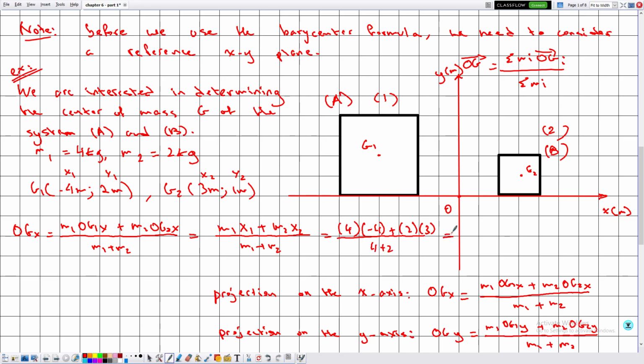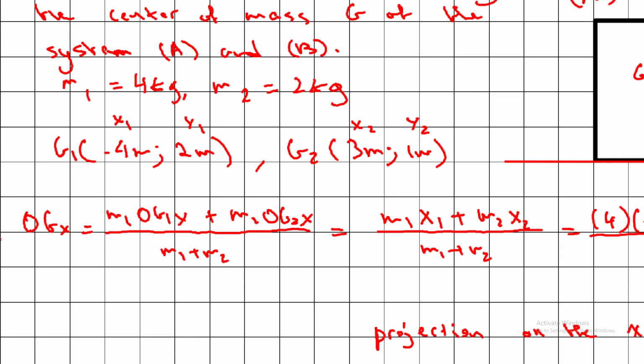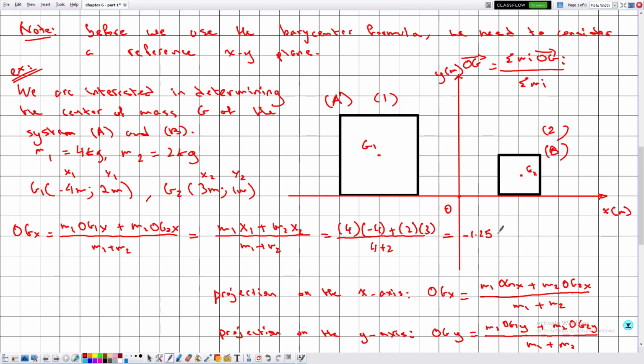Plugging this fraction on the calculator, then it's given by minus 1.25. Because OG represents position, the unit of OGx is meters. Then OGx is equal to minus 1.25 meters.